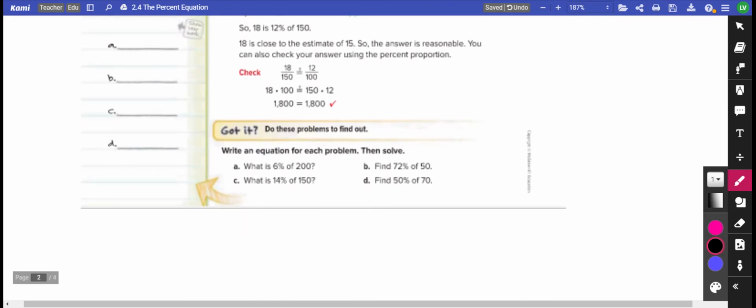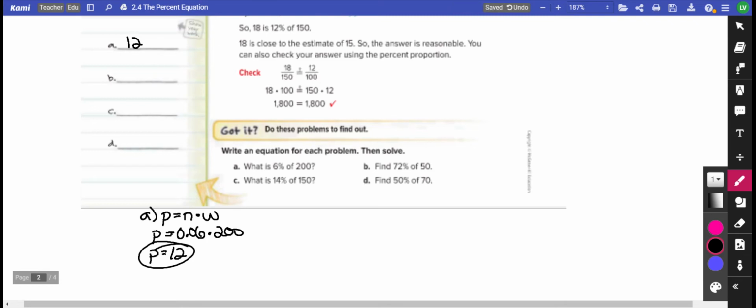So we're going to do these problems to find out if we understand. Letter A, what is 6% of 200? Well, we're going to find part equals percentage times our whole. We know our percentage is 6%, which is written as 6/100, times our whole of 200. Again, we are solving for the part. So the part equals, well, 6/100 times 200 gives me the answer of 12. So letter A, the answer is 12.